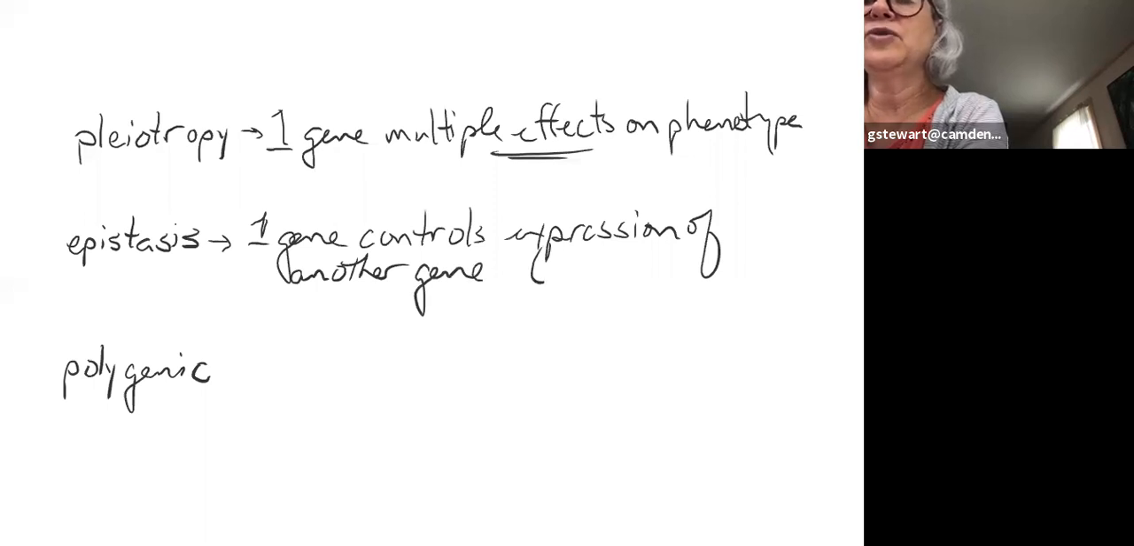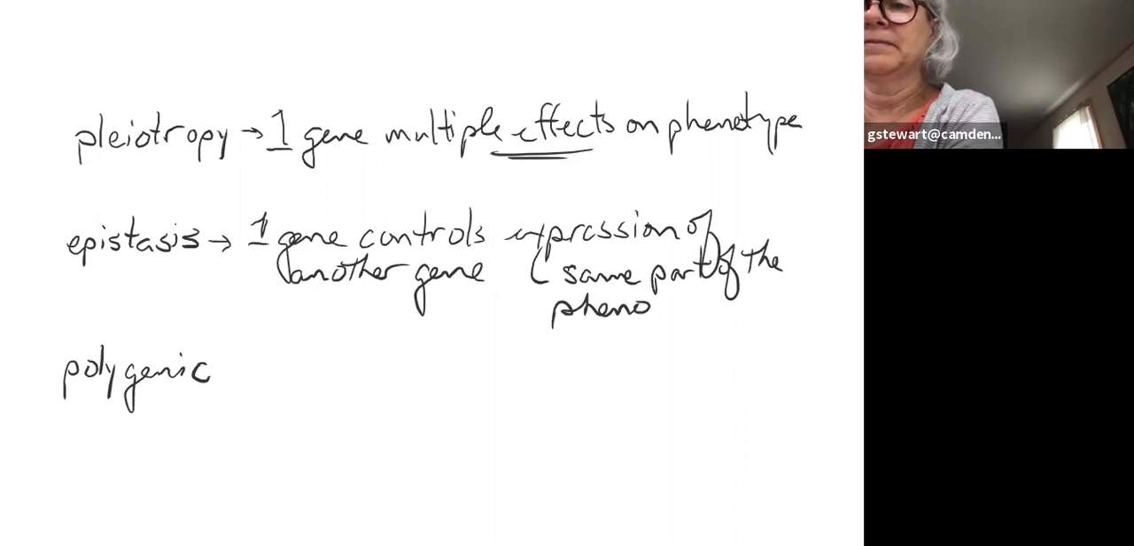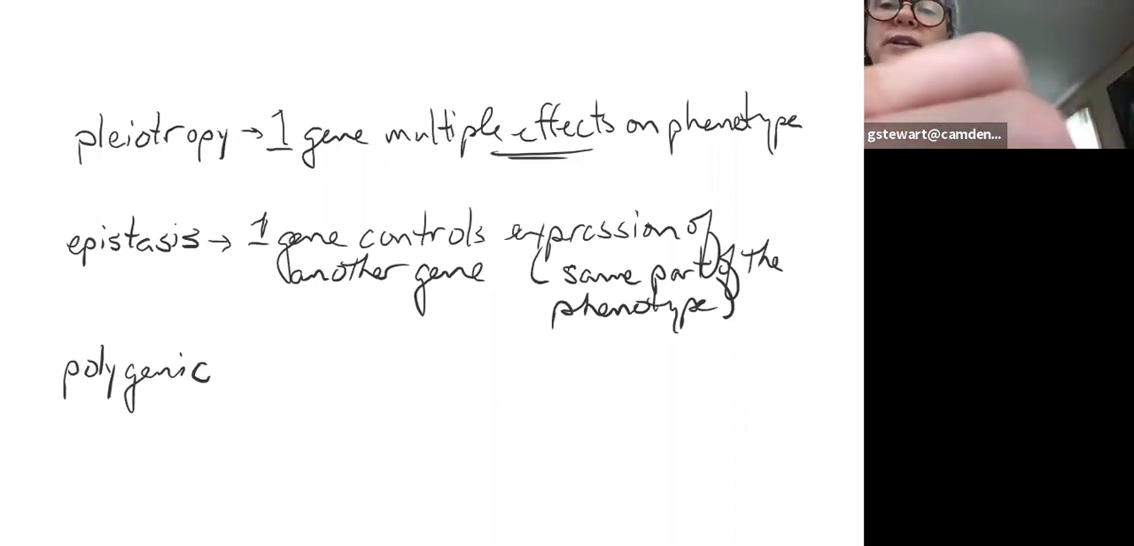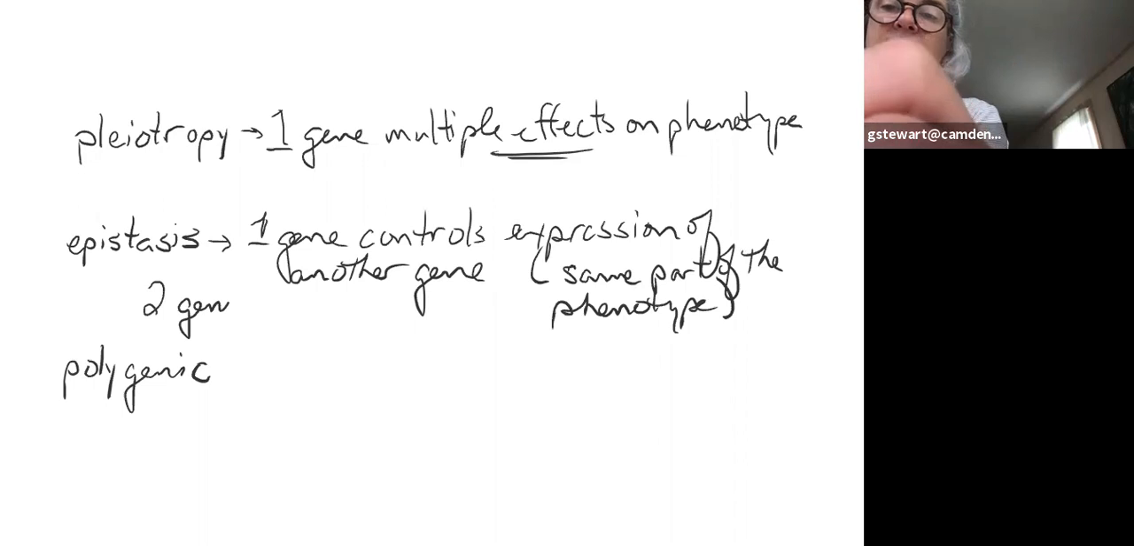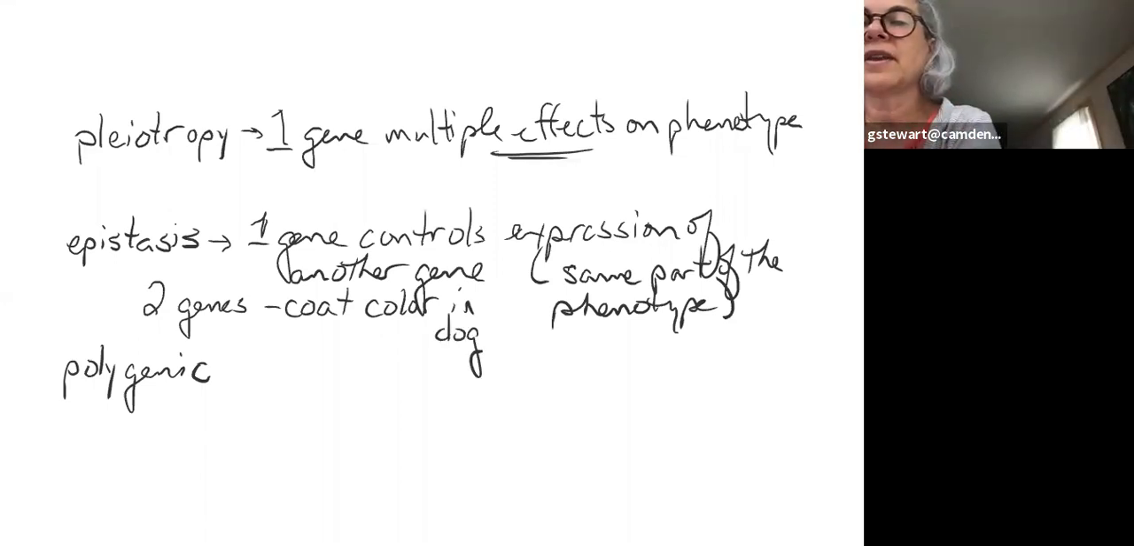And in this case, it's usually the same part of the phenotype. I don't know how else to say that. The example they give in your book is coat color in Labrador Retrievers. And there are 2 genes that control coat color. I'm just going to write in dogs because that's easier. And it turns out that they are the B gene and the E gene.